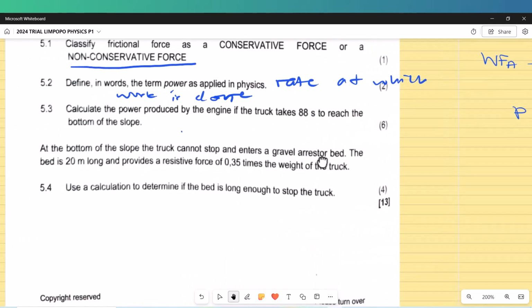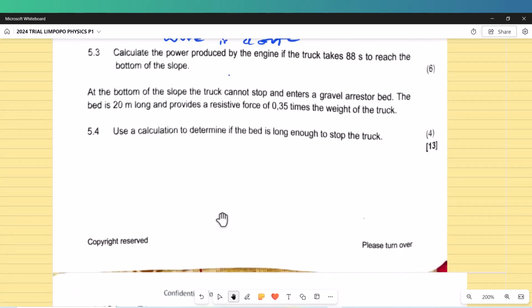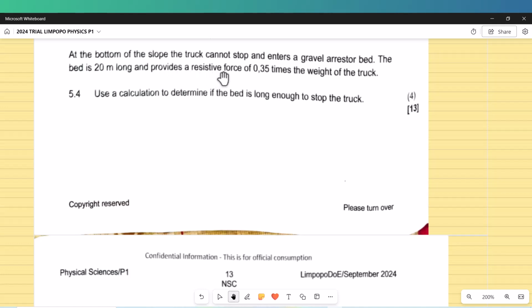Then they say here that at the bottom of the slope, the truck cannot stop and enters a gravel arrestor bed. The bed is 20 meters long and provides a resistive force of 0.35 times the weight of the truck. Use a calculation to determine if the bed is long enough to stop the truck.